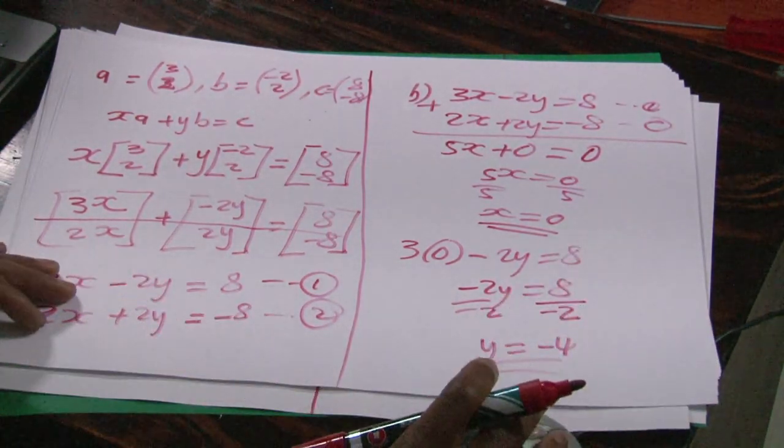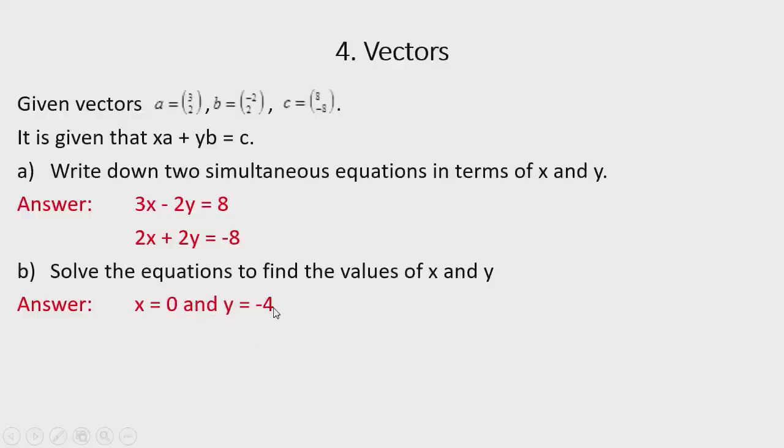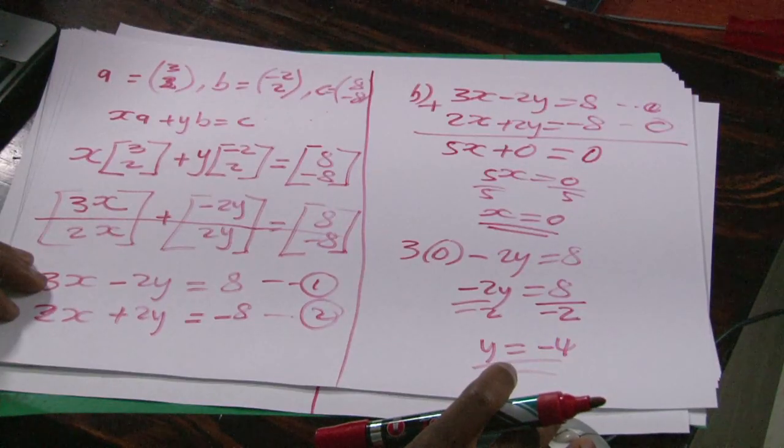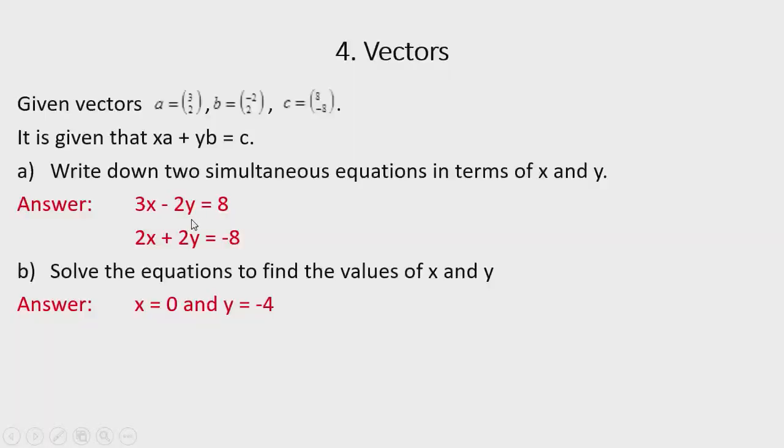What do you have on your screen there? Y is equal to -4, which you can even prove on your own time just to see whether it's true or not. You key in the values. We said X is 0. 3 times 0 is 0. Then -2 times -4 will give you 8. So 8 is equal to 8. And here, 2 times 0 is 0, 2 times -4 is -8. -8 is equal to -8. So it's correct. That's how we solve it.